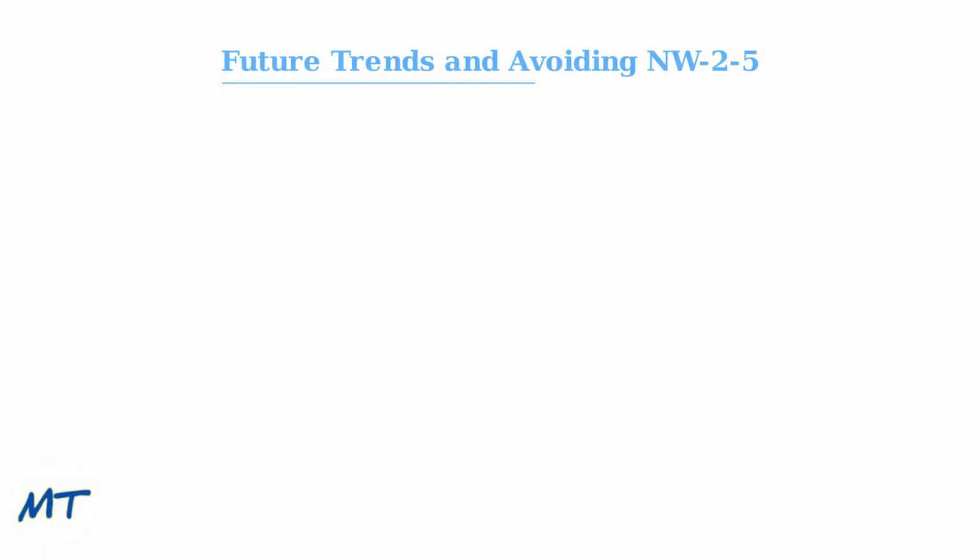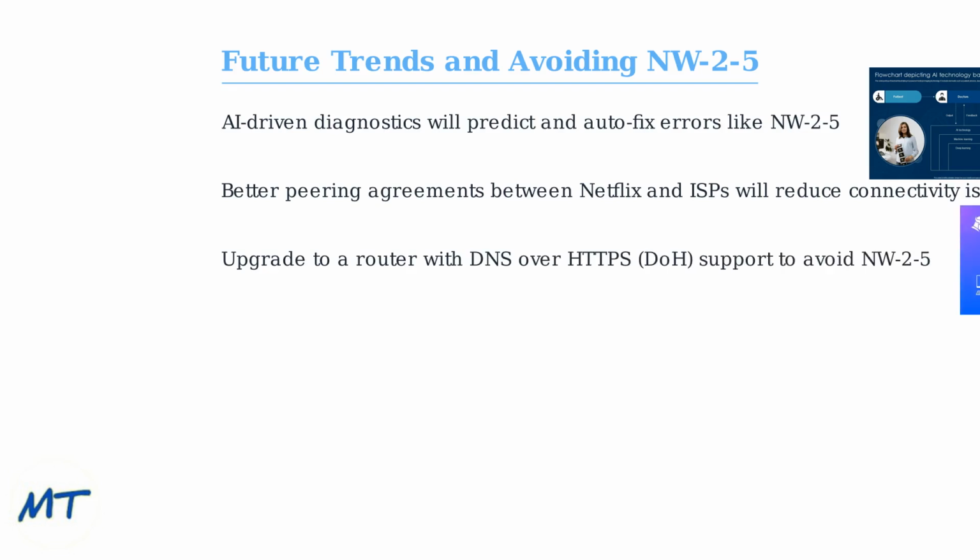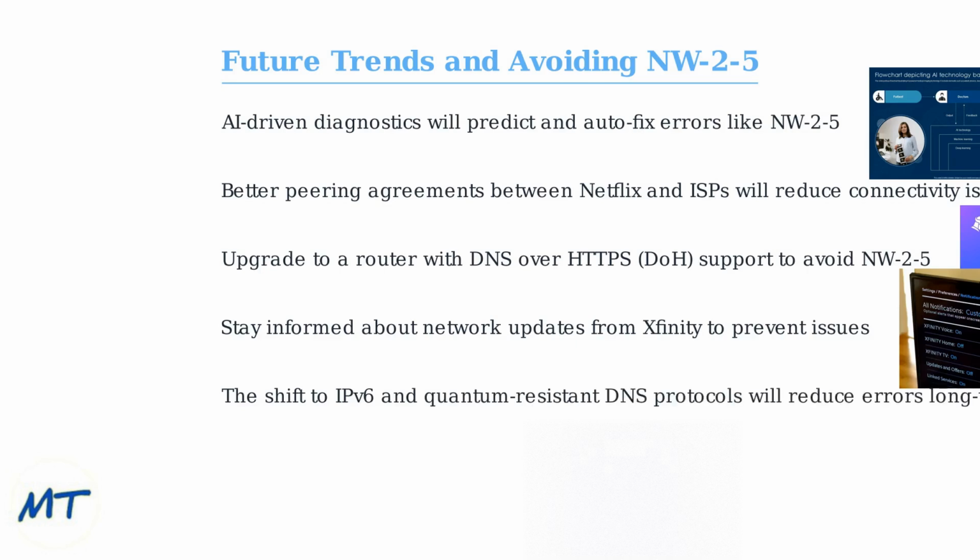Looking ahead, the future involves AI-driven diagnostics that will predict and automatically fix errors like NW-2-5. Better peering agreements between Netflix and ISPs will also help reduce connectivity issues. To avoid NW-2-5 in the meantime, consider upgrading to a router with DNS over HTTPS support for more secure and stable connections. Stay informed about network updates from Xfinity to prevent potential issues.